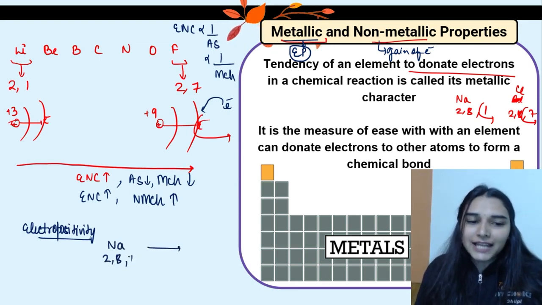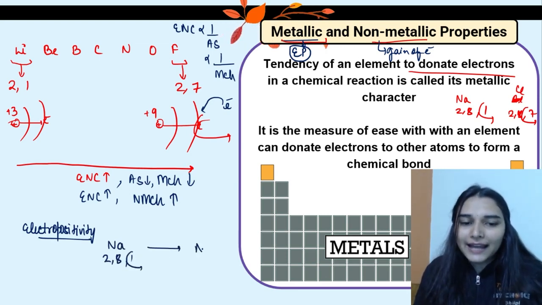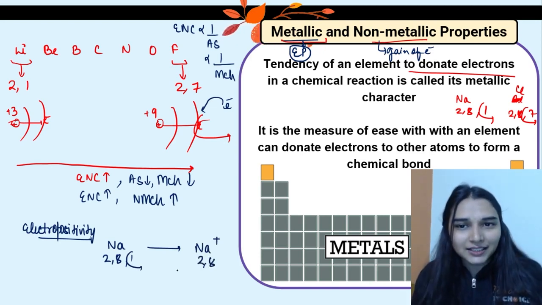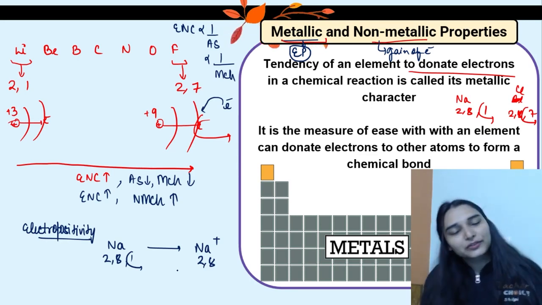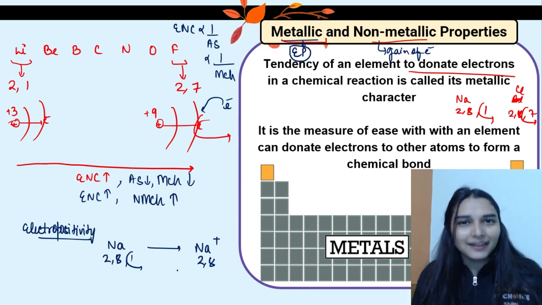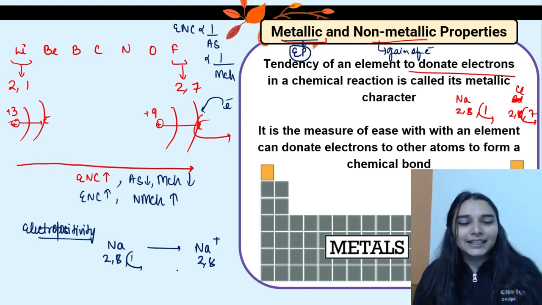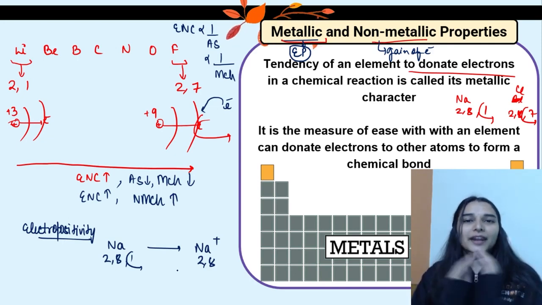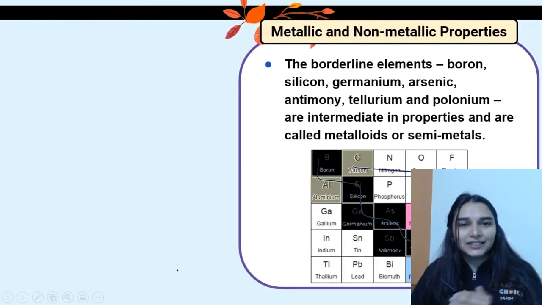So what is its tendency? To lose the electron and make a cation. That is its electropositivity. So if an element is more metallic, meaning it has a tendency to donate the electron easily, it will be more electropositive. है ना. If it is donating the electron, it can make a cation. राइट. So the trend of electropositivity will also be exactly the same as the metallic character.